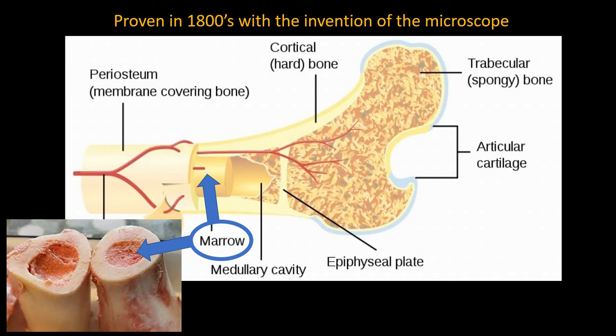It wasn't until the 1800s, which in retrospect is not that long ago, that when they actually invented microscopes, they were able to see that the bone marrow was where the blood cells were actually created. They knew that the marrow was important. They knew that it helped the body. In fact, they thought it fed the body. But they did not realize until that time period that the bone marrow actually was what made the blood cells.